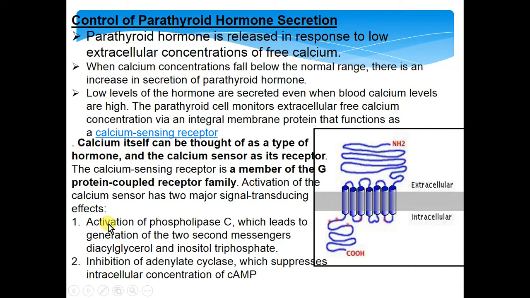The first effect is activation of phospholipase C, which leads to generation of two second messengers: diacylglycerol and inositol triphosphate. So there are two types of second messengers from the activation of phospholipase.